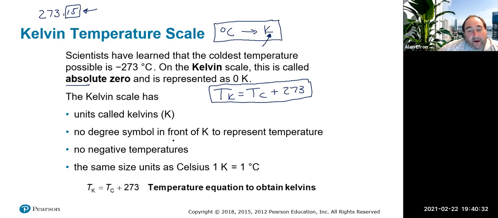273.15. That also means that if we have Kelvin and we want Celsius, we would take the temperature in Kelvin minus 273.